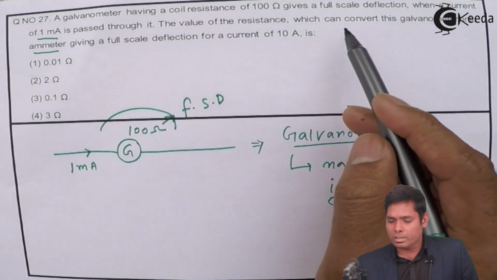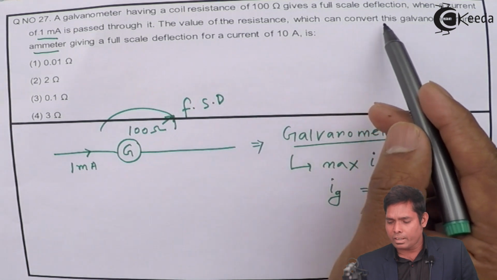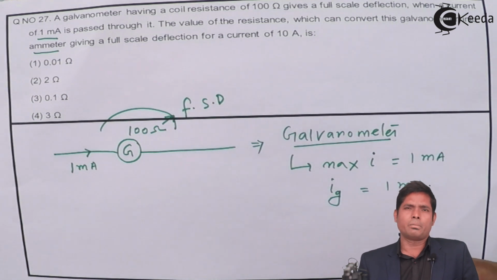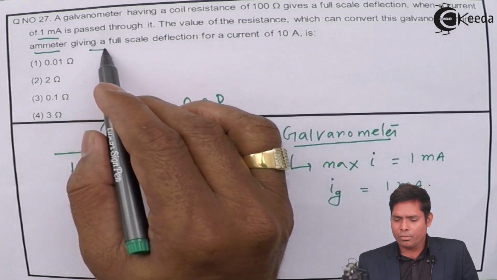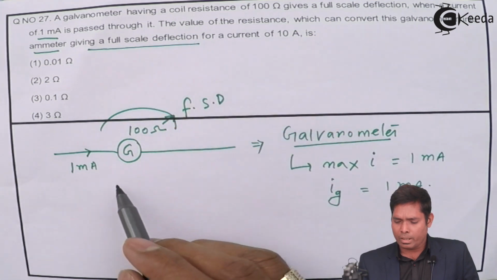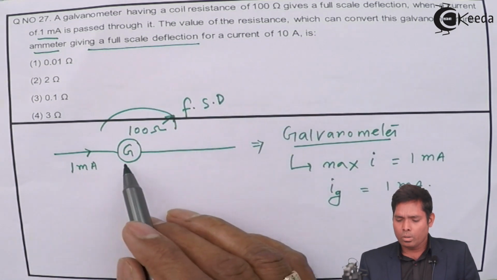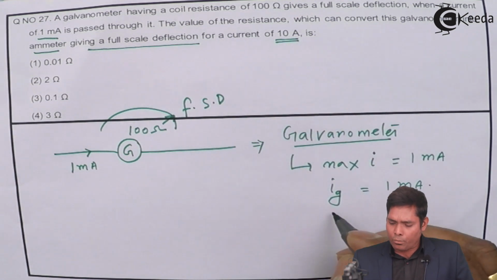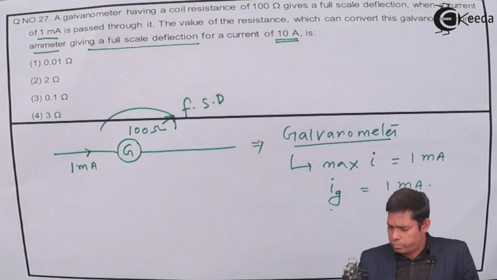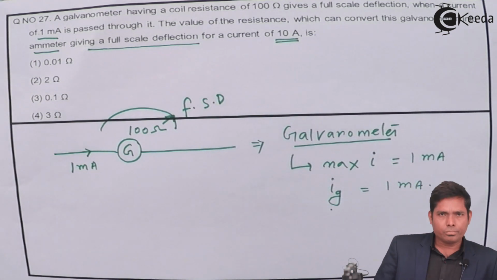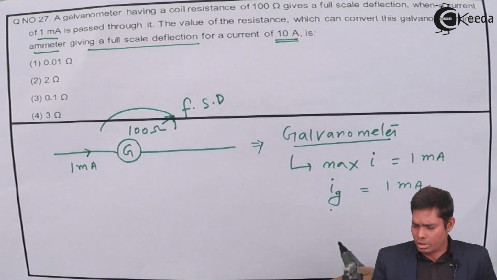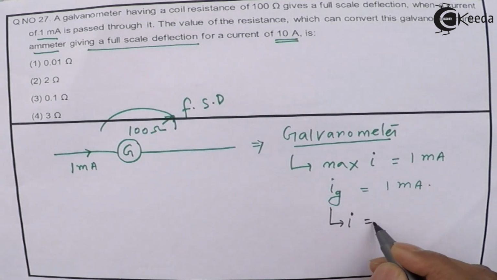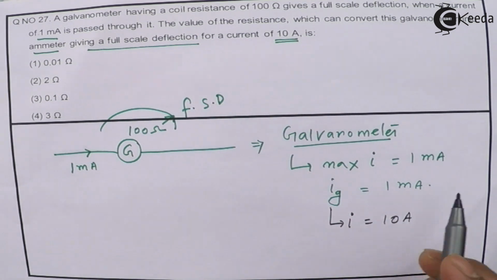Now we are not interested in this. We are interested in converting this galvanometer into an ammeter, because an ammeter has a greater range of current measurement, giving full scale deflection. I want to convert this into something so that it can measure 10 ampere. So from I_G to a certain maximum current, suppose I want this to measure 10 ampere current.